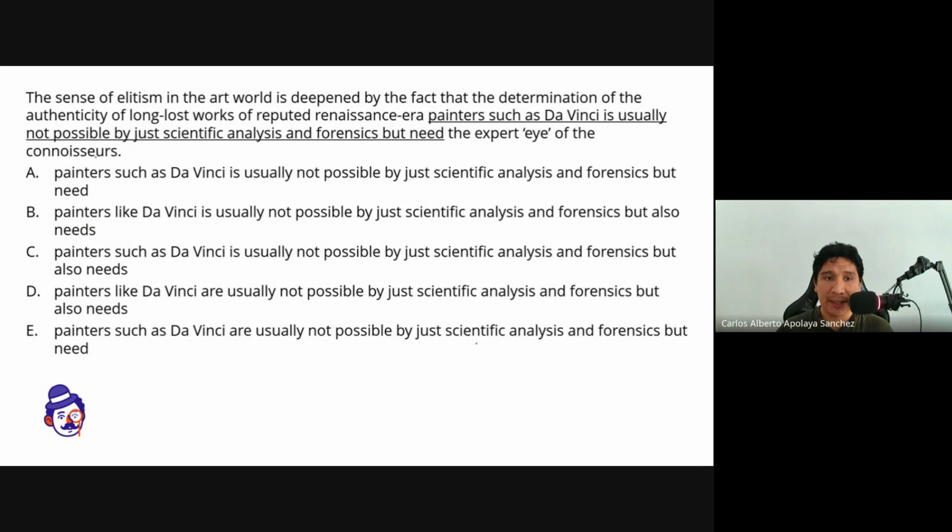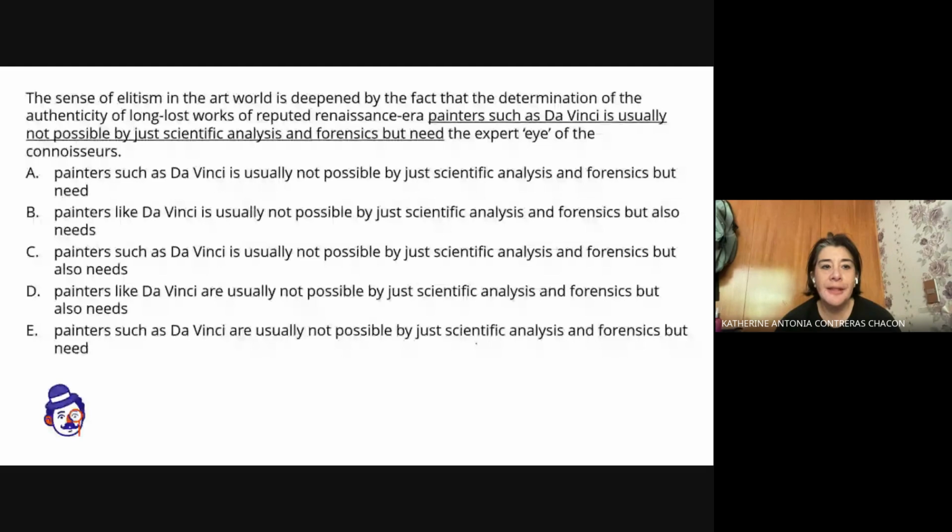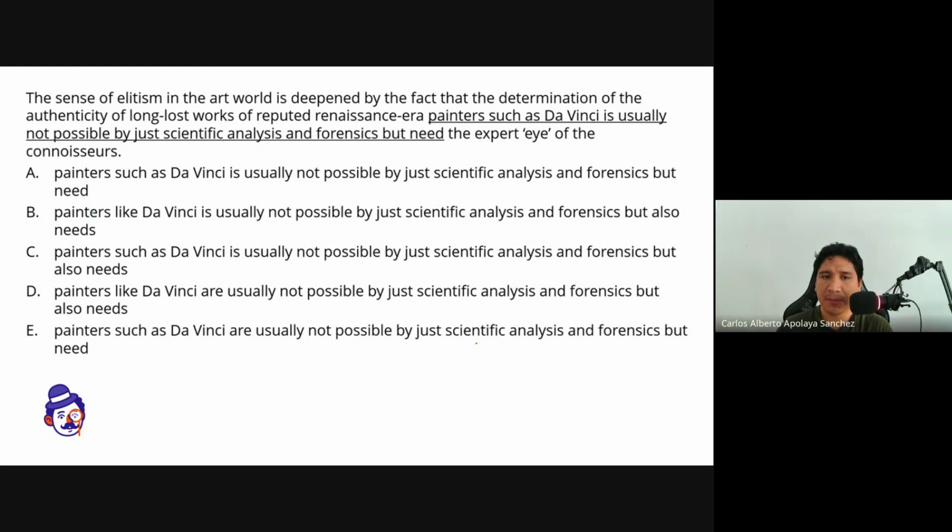Okay, please, can you read this exercise, please? Yes. The sense of elitism in the art world is deepened by the fact that the determination of the authenticity of long lost works of reputed Renaissance era painters such as Da Vinci is usually not possible by just scientific analysis and forensics, but need the expert eye of the connoisseur. Okay. So connoisseurs, well, at first sight, sometimes it's really difficult to grasp the idea. Really hard to understand.